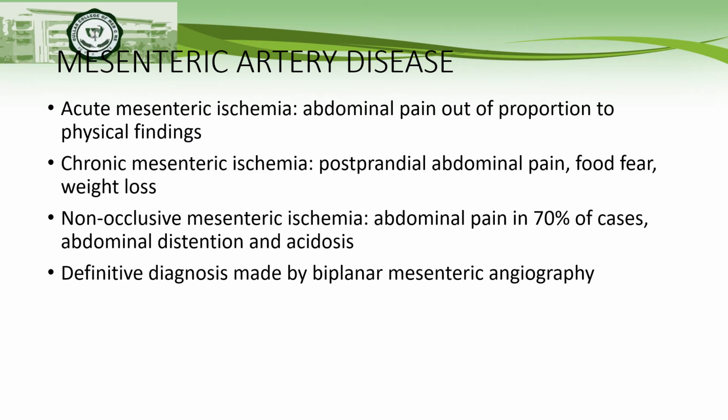Clinical manifestation of acute mesenteric ischemia is abdominal pain that is out of proportion to the physical findings. There is diffuse abdominal tenderness, rebound tenderness, and rigidity, which are late signs, and these usually indicate bowel infarction and necrosis. For chronic mesenteric ischemia, clinical manifestations are more subtle due to extensive collateral development.